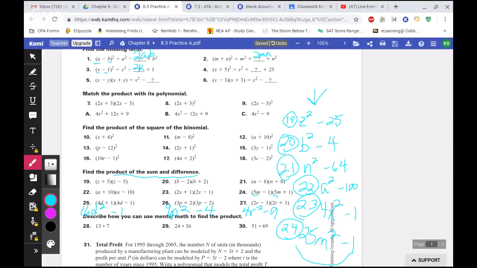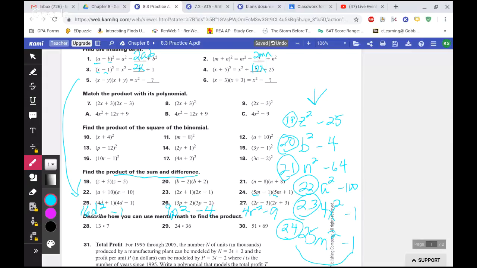All right. Now 5 times x is what? 5x. Good job. And 5x times 2 is 10x. 10x. All right. Now for these, they're like 19 through 27.